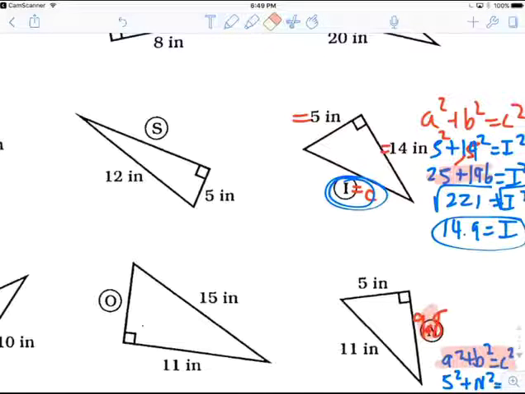So this length I is 14.9 inches. So this side here is 5 inches, this side is 14, this side is 14.9 inches. Okay?